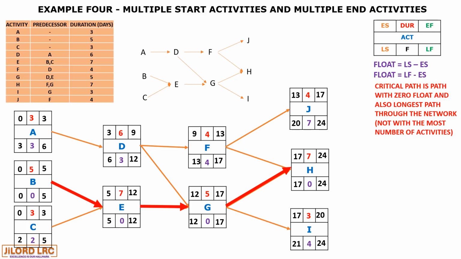So we can identify the path with 0 floats: B, E, G, and H. So the critical path is the path with 0 floats and also the longest path through a network. The longest path because the last activity to be completed was completed on day 24. So it is the longest path. So our critical path is indicated in the red arrow as shown above.